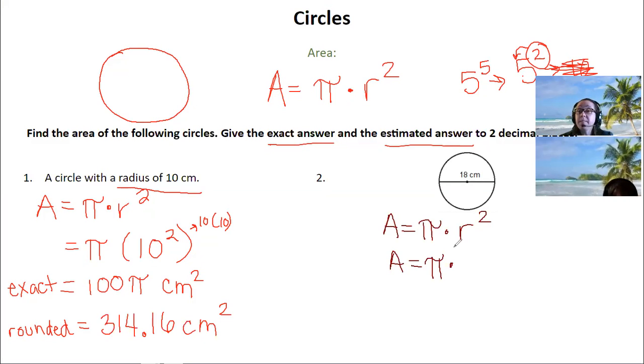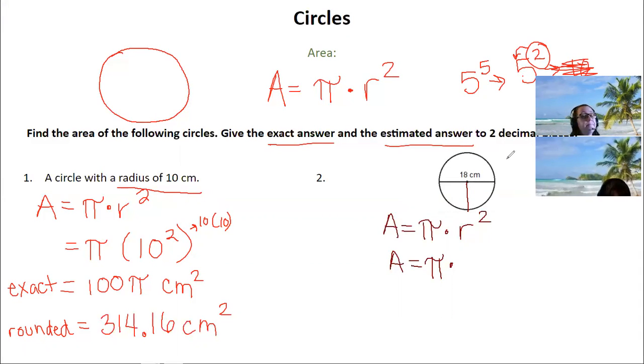Radius. I have to have a radius, right? I cannot have a diameter, and I am given a diameter. That 18 is a diameter. So what would my radius be? Radius is this thing from the center to the side. So if the diameter is 18, what's the radius?